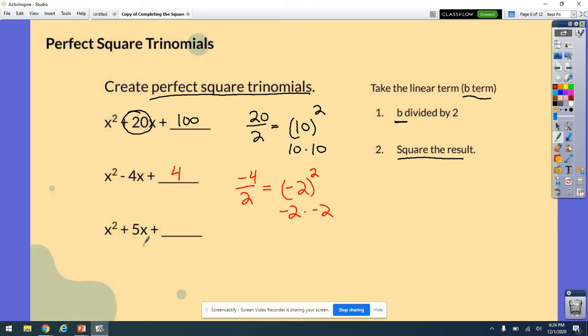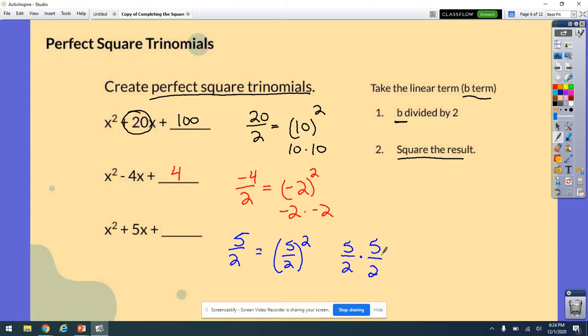Now, here for this particular one, yes, fractions are possible. So what's going to happen is I'm going to have 5 over 2, and I'm going to divide it. Now, since 2 can't divide evenly into here, usually what we can do is leave it alone, and I'm going to take 5 over 2 and square it. And so what that means is 5 over 2 times 5 over 2.